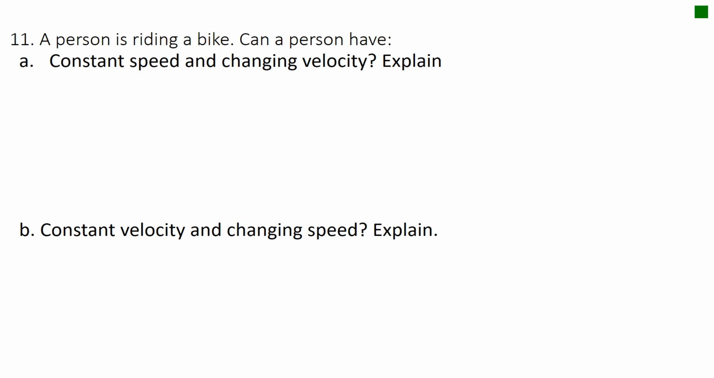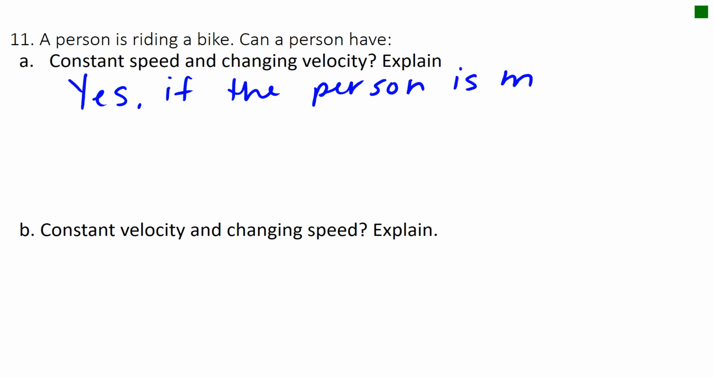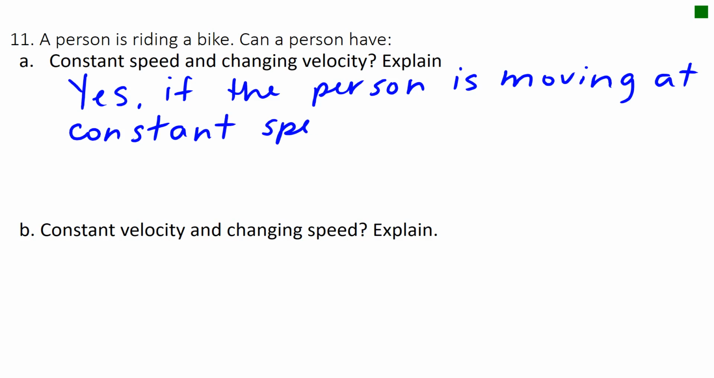Okay, number 11. A person is riding a bike. Can a person have constant speed and changing velocity? Yeah, that can happen. Absolutely. Yes, if the person is moving at constant speed and changes direction.